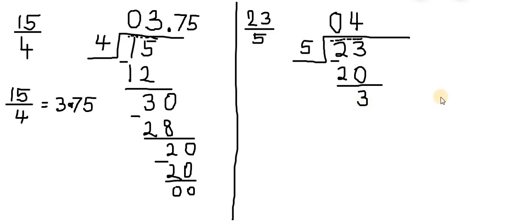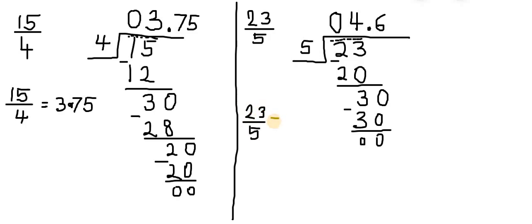We don't want to stop there, we want to carry on. So we have no more numbers left, so we put a point, and that allows us a free 0. Okay, so how many 5s in 30? Go through the 5 times table, that's 6. 6 and 5 make 30. You subtract, that's zeros. And so 23/5 is basically 4.6. Okay?